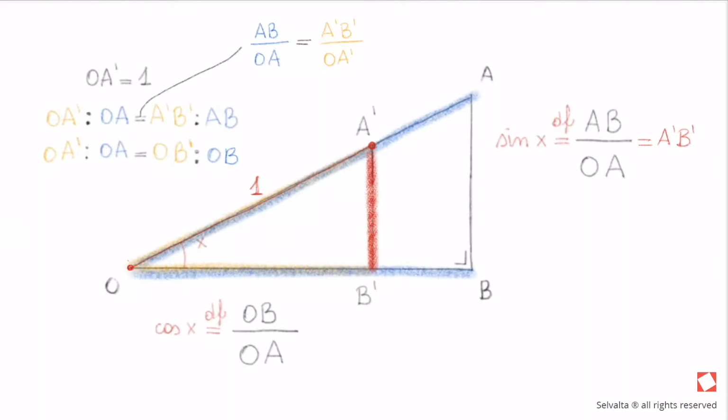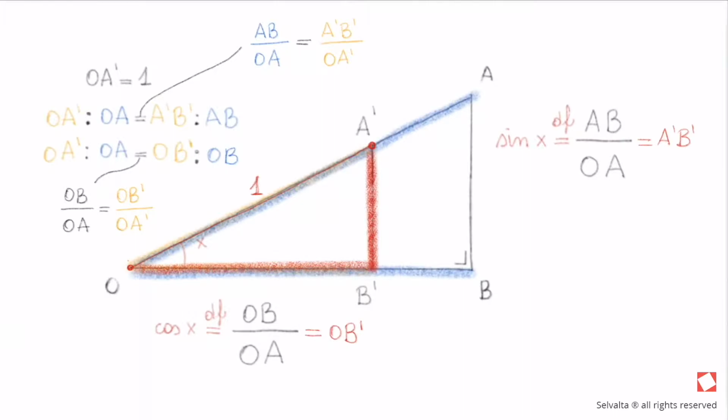On the other hand, from the other ratio, we deduce that OB over OA equals OB prime over OA prime, and since OA prime is equal to 1, OB over OA, the cosine of x, equals OB prime. And consequently, in the right triangle of hypotenuse 1, the cosine of x is identified with the length of the cathetus close to the angle x.